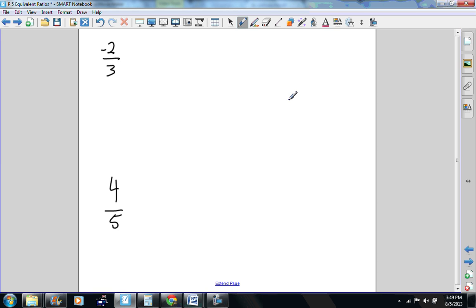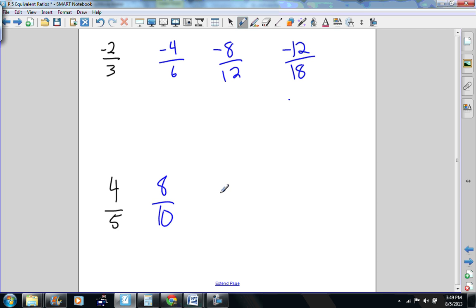Yep, so try these 2 on your own, and then we're done. So some examples here could have been -4 over 6, -8 over 12, -12 over 18, and that could have gone forever. Lots of possibilities. Those are just 3. So 8 over 10 is a possibility, 12 over 15, 16 over 20, 20 over 25. Tons of possibilities for that one as well.